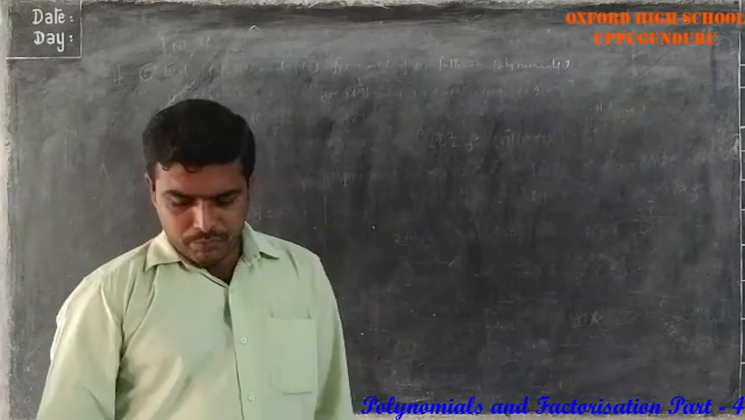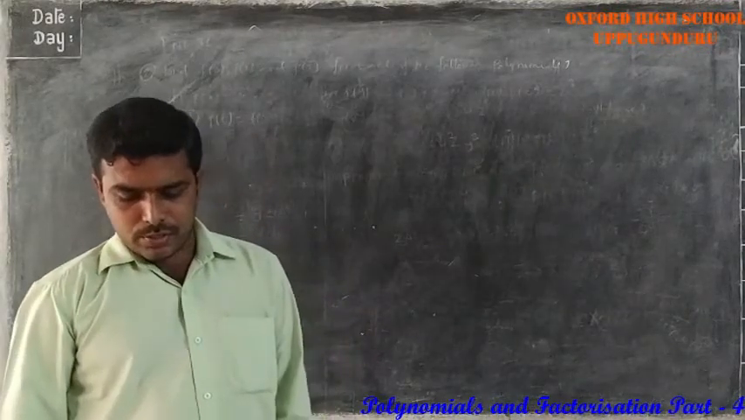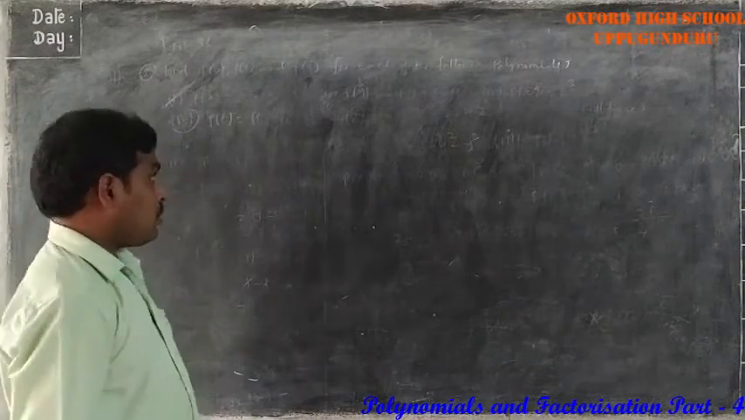Next, third problem. Verify whether the values of x given in each case are the zeros of the polynomial or not.